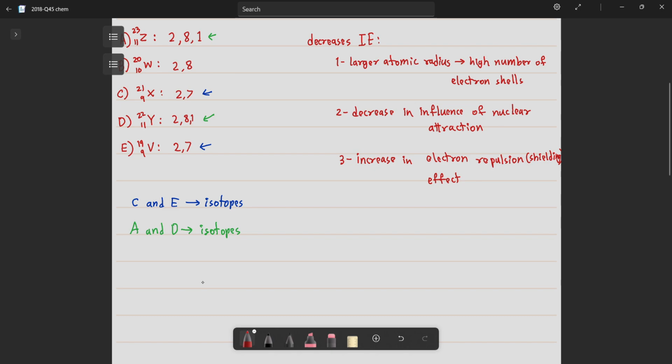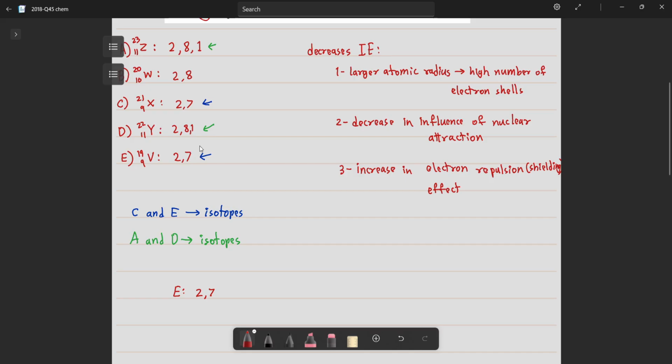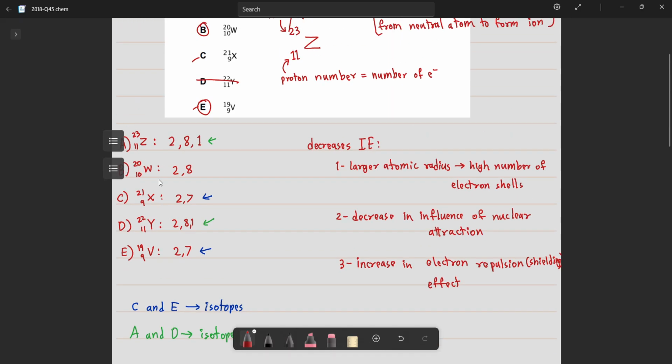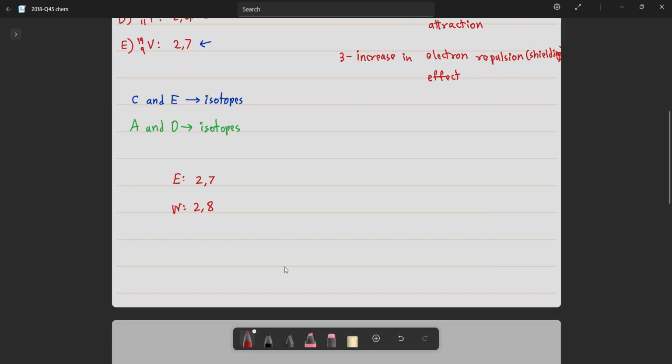So the electronic configuration of E is 2 7, or you can choose C. Since they're isotopes, it doesn't make a difference. Compare it with option B, which is the atom W, and its electronic configuration is 2 and 8. Since both have the same number of electron shells, the one that has higher first ionization energy is W.